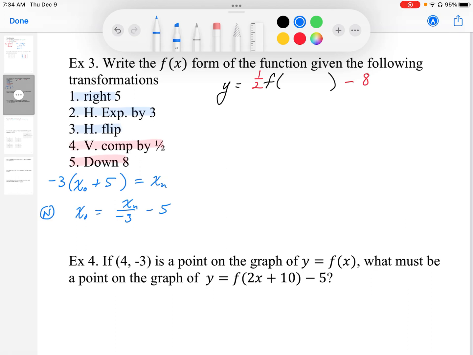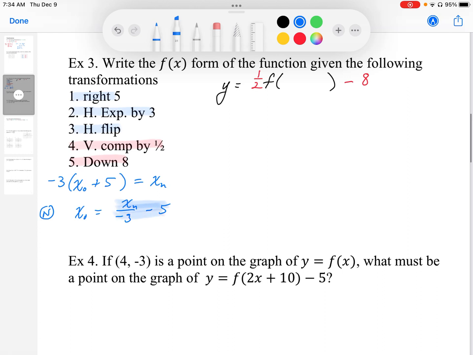Okay, this expression represents the notational form of this transformation. So this is what I put into my f of x. So it's going to be x over -3 minus 5. Notice that it's not in factored form because we did not do the expansion and flip first. We did our shift first, which is backwards of what the factored form would do. So we can leave it like that.